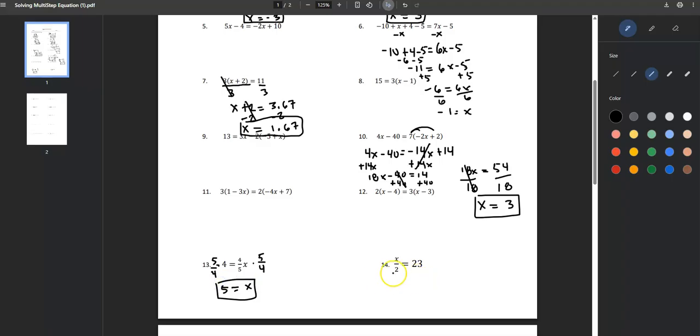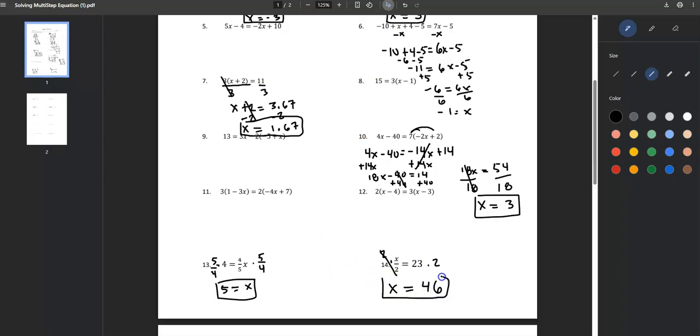This number 14, again, this is just dividing by 2. Again, how do I move a divide? Well, I just do the opposite operation by timesing. That'll cancel that out, and I'll be left with x equals whatever that is, which is 46.